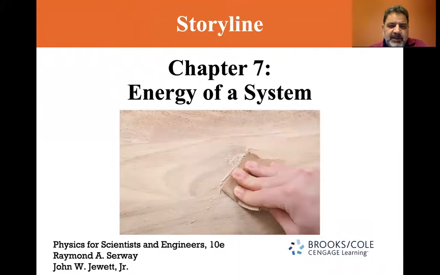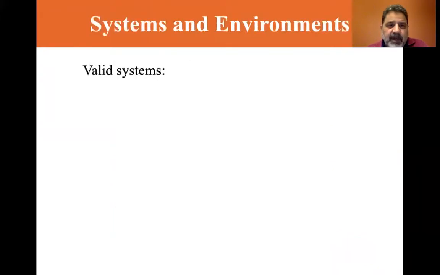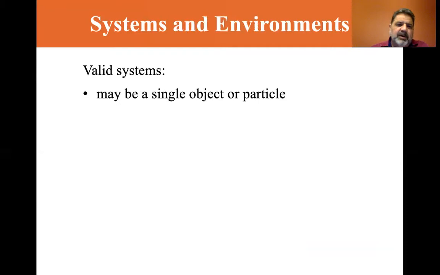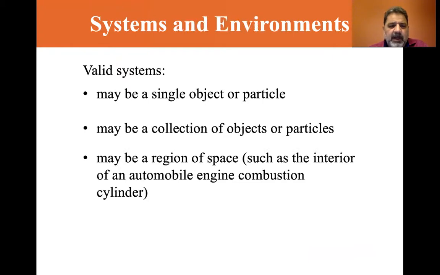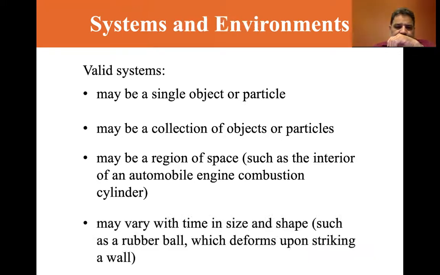First, we have to define a system. Valid systems may be a single object or particle, a collection of objects or particles, or a region of space, such as the interior of an automobile engine combustion cylinder. It may vary with time in size and shape, such as a rubber ball which deforms upon striking a wall. All of these are valid systems.